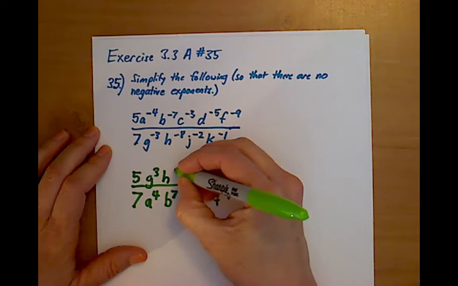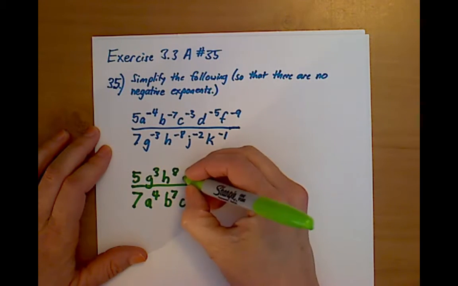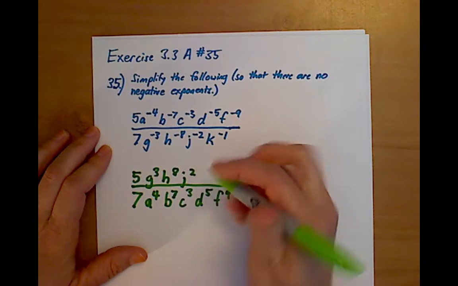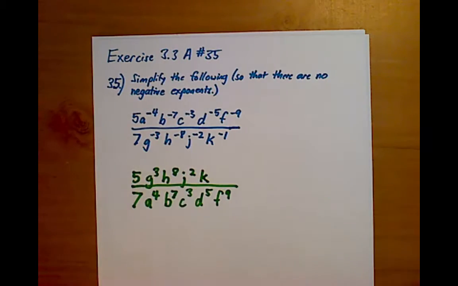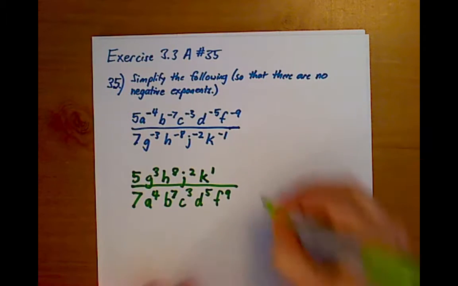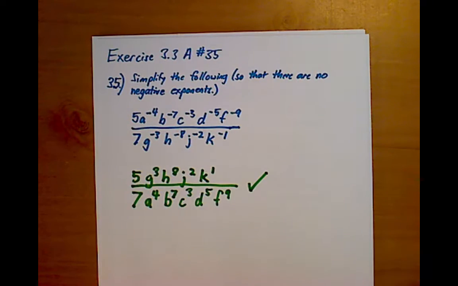H to the eighth in the numerator. J to the 2 in the numerator. And then k to the first. Now k to the first is the same as k, so we can just write k, or we can write k to the first. It's up to you. The answer key has k to the first, so we'll just leave it like that. And then you're all done with that one.